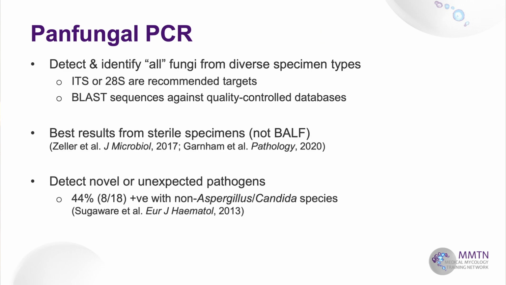So pan-fungal PCR, you can't have a PCR for every single fungus that we're likely to come across. So pan-fungal PCR offers the opportunity to be able to detect any fungus when you're not necessarily thinking that it might be a fungus, or you haven't been able to prove that it's an Aspergillus. So these assays usually target the fungal barcoding regions, so ITS, 28S, part of the ribosomal DNA, because they're multi-copies, so increased sensitivity. And then you would blast your sequence or PCR product against well-characterised or well-quality controlled databases.